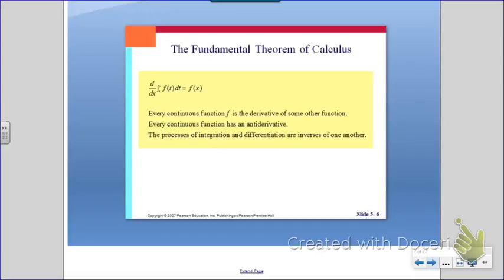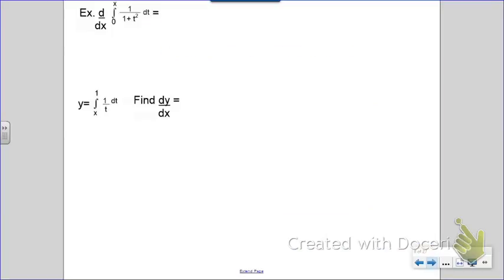So, fundamental theorem part 1: every continuous function is the derivative of some other function. Every continuous function has an antiderivative. So the processes of integration and differentiation are found to be inverses of one another. They have a direct connection.